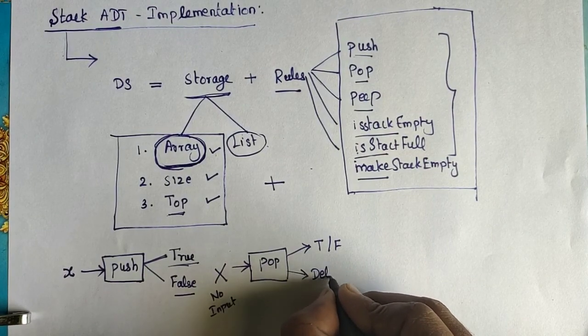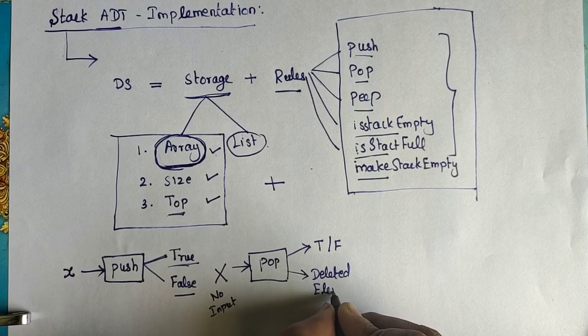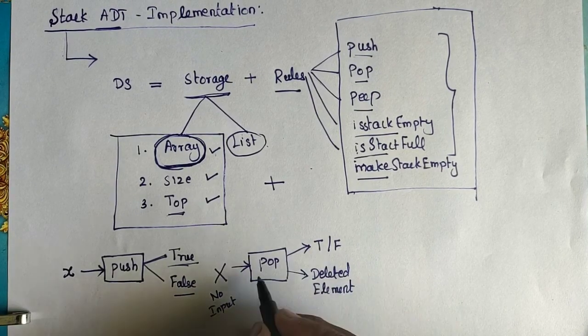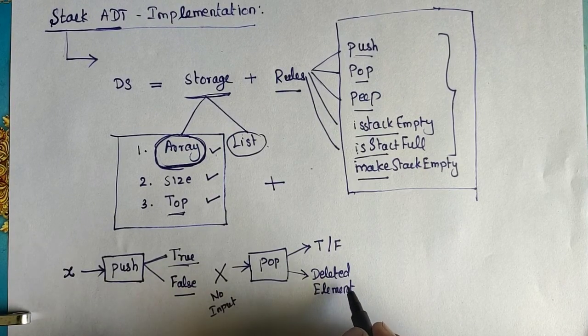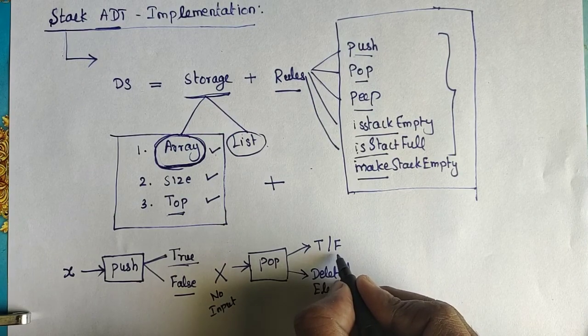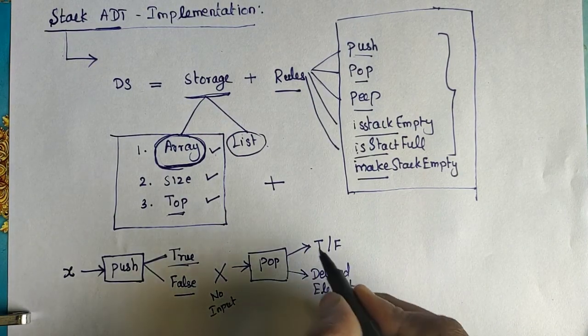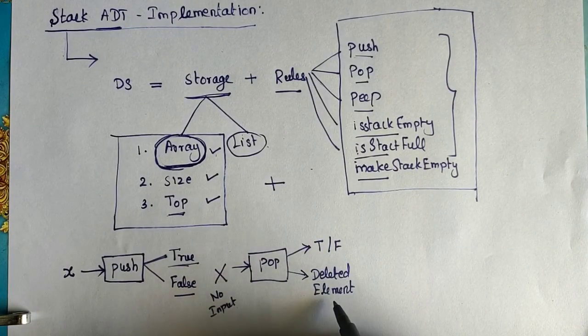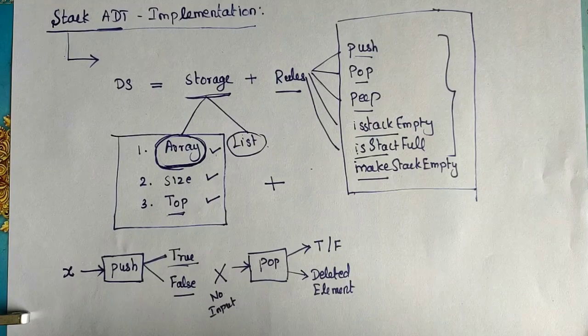So the deleted element has to be returned. The pop has to delete one element, and that element needs to be returned. In addition to that element, it needs to return true or false. If the return value is true, the element will be there. If the return value is false, we need not consider the returned deleted element, because no element got deleted from the stack.